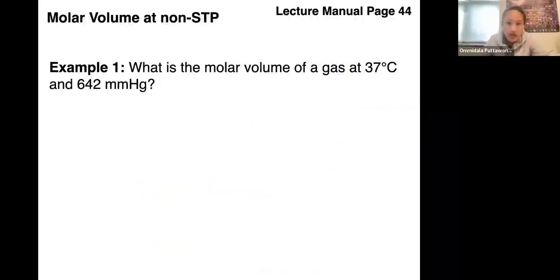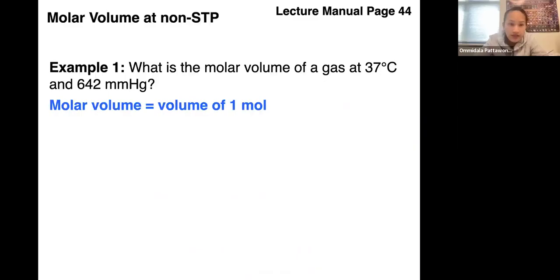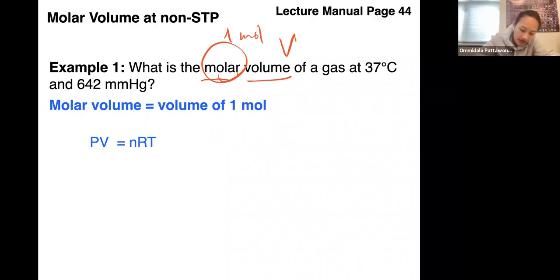So let's take a look at the volume of 1 mole of gas at non-standard temperature and pressure. Well, all you have to do is the same thing. In this case, you are looking for molar volume. Again, molar means 1 mole, the volume of 1 mole in this case. So all you need to do is the same thing: use PV = nRT again to find out the volume of 1 mole of gas.